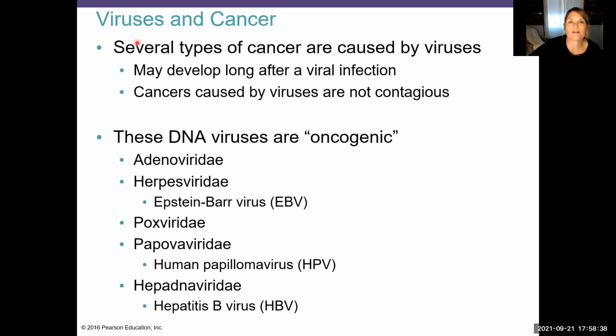Okay, so viruses and cancer. So there's several types of cancer, you guys, that are caused by viruses. So remember, we've talked a little bit about cancer before. Cancer is caused by mutations. So those mutations I talked about in lecture 7, probably 7, part 2. It can either be caused by spontaneous changes to our DNA or some kind of mutagen. And sometimes that mutagen, you guys, is a virus.